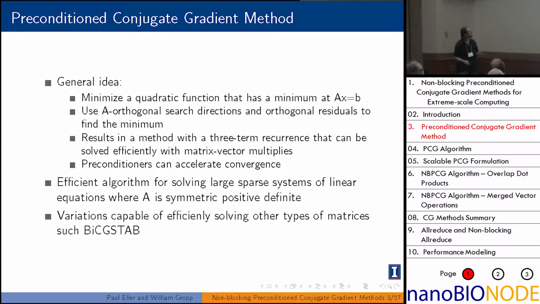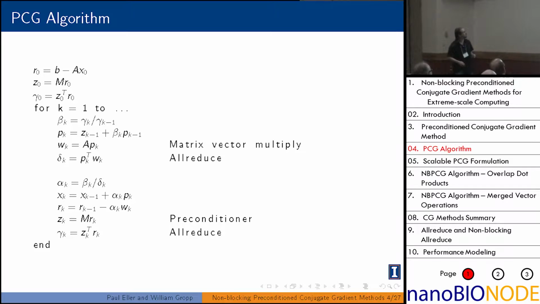So basically, this is the general idea behind PCG. Most of you are probably pretty familiar with it. In general, it's basically an efficient algorithm for solving large sparse systems of linear equations where A is symmetric, positive definite. It's probably a bit better to look at the algorithm itself and basically note the key places where we're spending time. So generally, the two most time-consuming parts are the matrix vector multiply and the preconditioner.